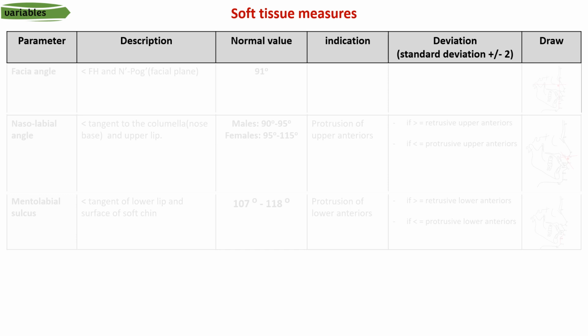Facial angle. It is the angle formed by the Frankfurt horizontal plane and a line extending from soft tissue nasion to soft tissue pogonion. Mean value is 91 degrees.